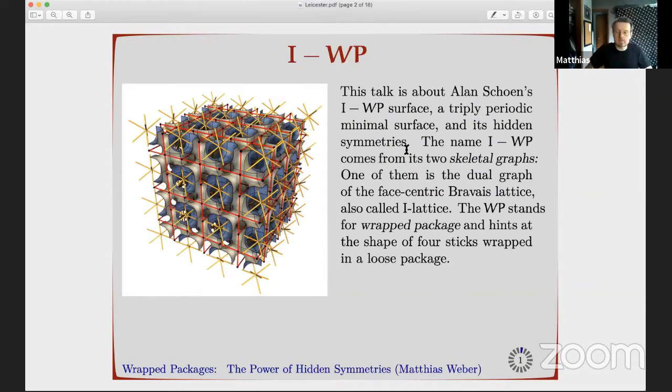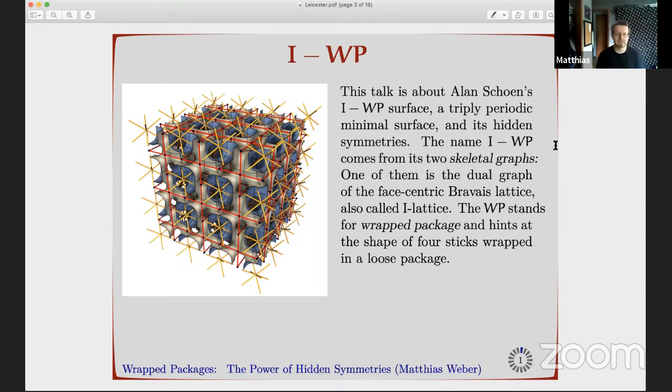So I'm going to just talk a little bit about one particular triply periodic minimal surface in free space that you can maybe vaguely see. Is this visible for my co-participants? Just to check that I'm not completely in the dark. You can all see this? Okay, great. So this is the so-called IWP surface. And I will show other, better images than this one later.